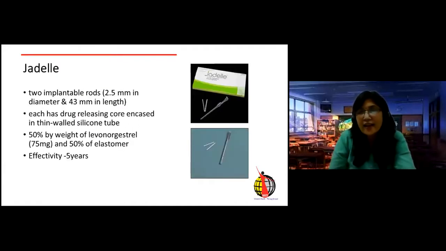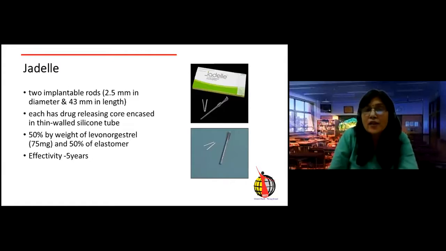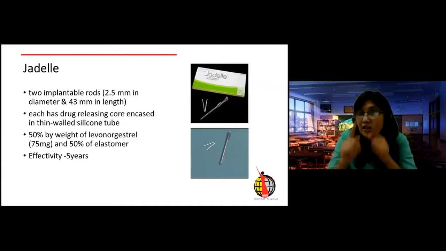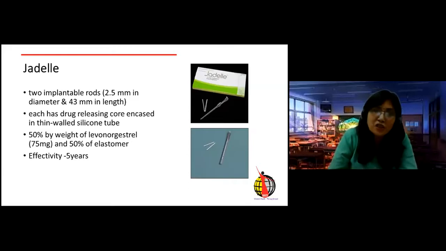You can see in the diagram how Jadelle looks, and there is an inserter there. There are 2 rods, and each rod is 2.5 millimeter in diameter. Now you can see that the length has been shortened, 43 millimeters. Each has a drug releasing core encased in a tube, and that tube is made up of silicone. In which 50% of the weight is levonorgestrel, that is 75 milligram, and 50% is of the silicone elastomer which is used.